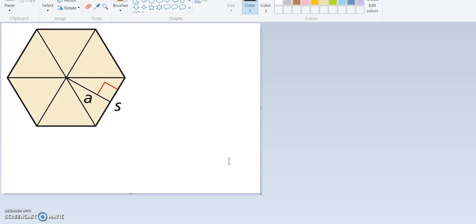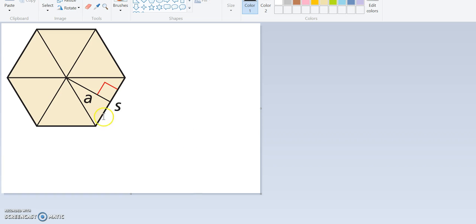Hey guys, so today we're talking about finding the apothems in polygons. We talked about finding the areas with the apothems, but now we need to actually use the shapes and triangles and everything we have to find the apothems themselves.